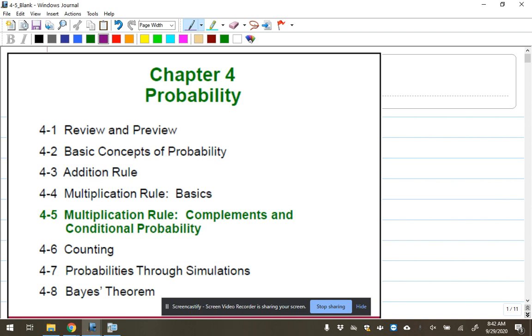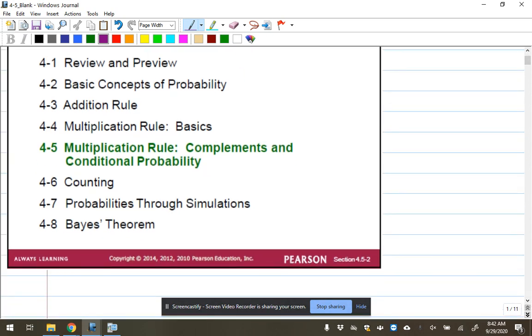All right, so next section about multiplication rule. I'll talk about complements and conditional probability. Fun stuff here, but still multiplication rule. So we're still dealing with "and" problems.